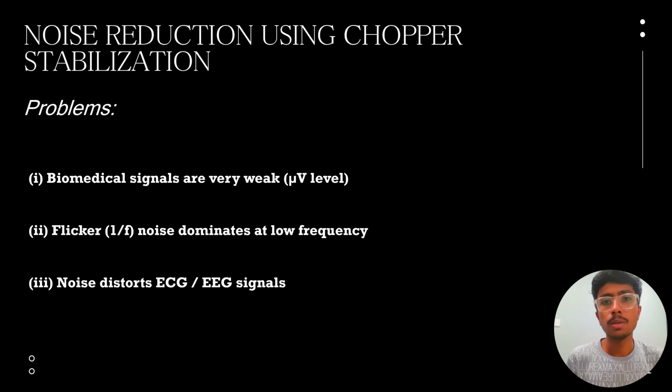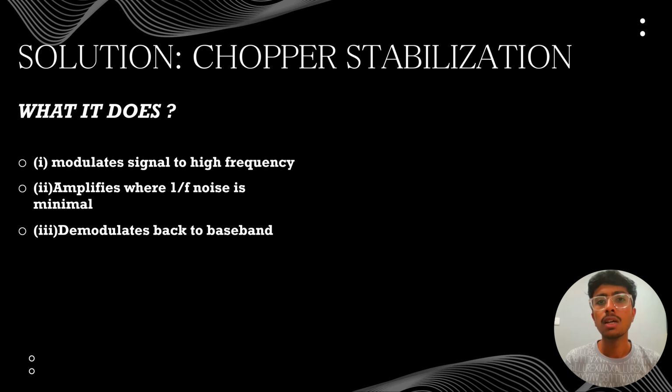To overcome this problem, we use a technique called chopper stabilization. Chopper stabilization is a technique used to reduce low frequency noise and improve signal accuracy. First, the input signal is modulated to a higher frequency. At higher frequencies, flicker noise becomes very small, so the signal can be amplified more cleanly.